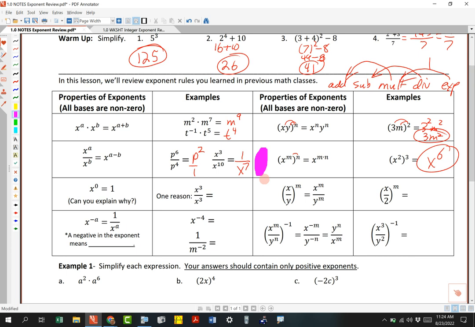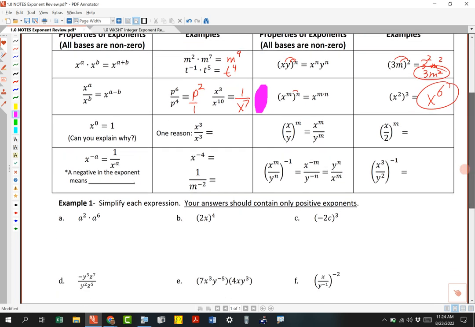So if this is an exponent of 3 raised to an exponent of 2 raised to an exponent of 3, we multiply those together and we get an exponent of 6. Okay, any questions there? Okay, x to the 0 is equal to 1. Any number to the 0 power is equal to 1.